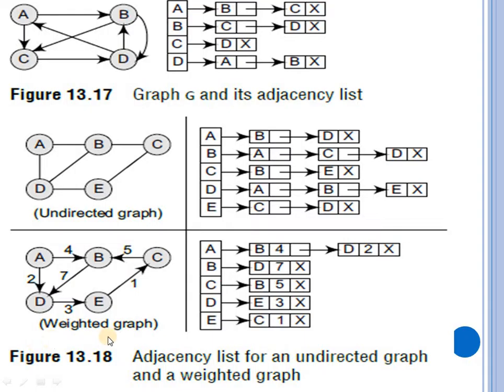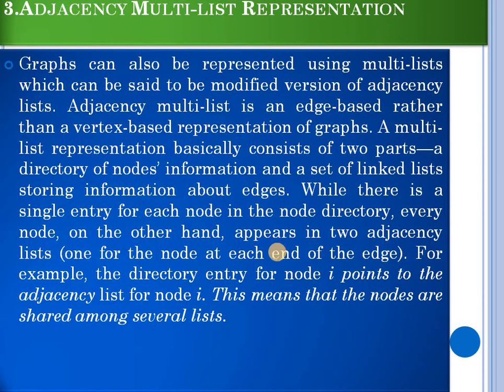Now for a weighted graph we have to add a data field, which is the weight for those particular nodes. The remaining concept is the same. Now the third way to store the graph is the adjacency multi-list representation. The graph can be represented using a multi-list, which can be said to be a modified version of the adjacency list.